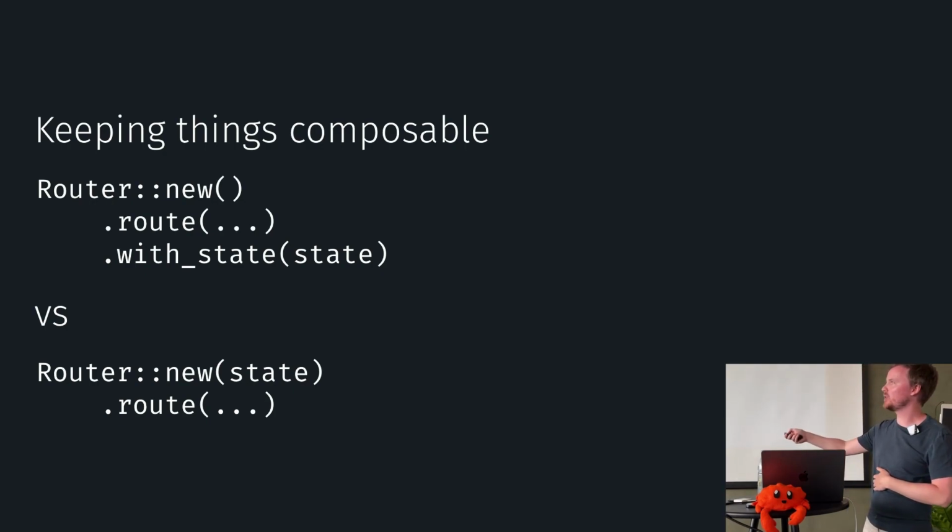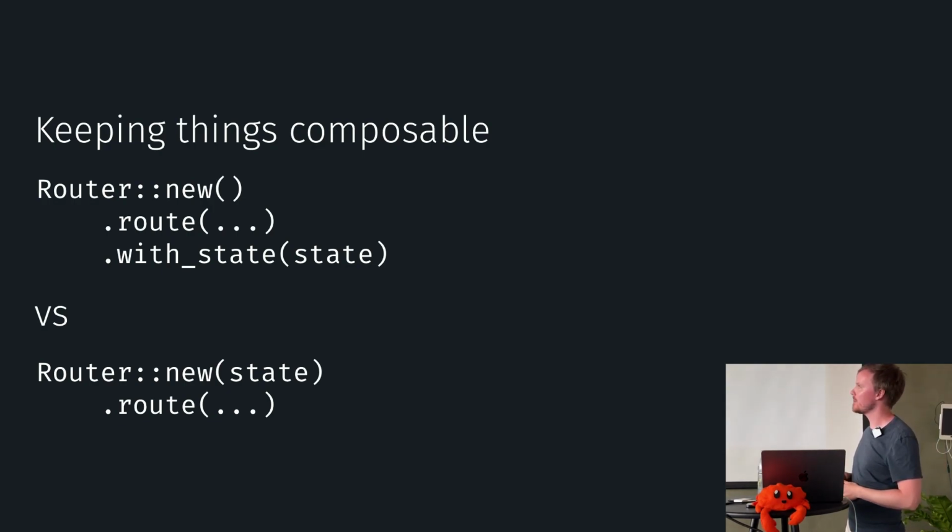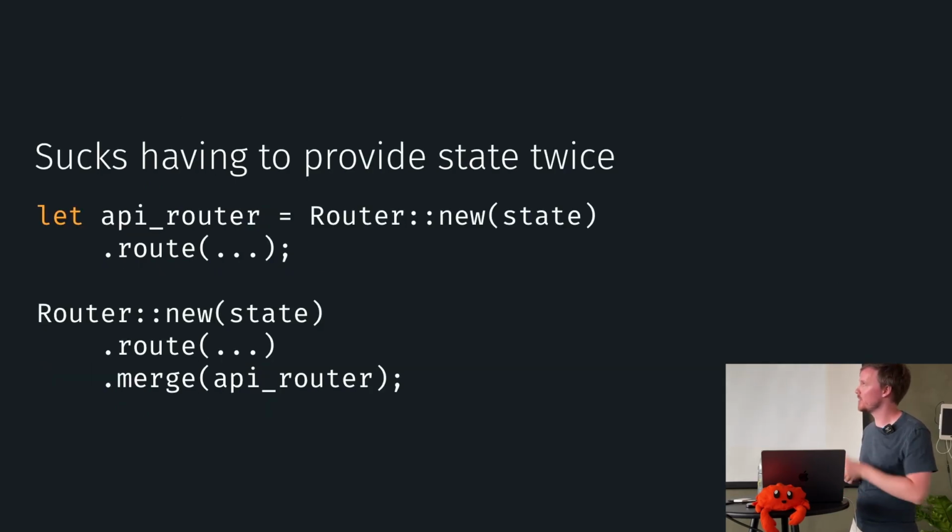Why don't you just put the state into new? Then it's always there. You don't need to sort of know at a type level if the state has been provided. And we did that. We did that for a release candidate of Axum 0.6. But the issue is then, what if you have a nested router? So in this case, I have an API router that just makes sense on its own, and it uses the same state as the outer router does. It's sort of annoying that I have to provide the state twice, right? I just wanted to use the same state.